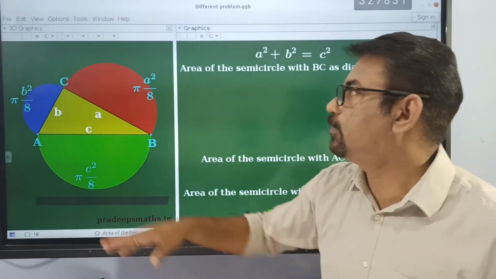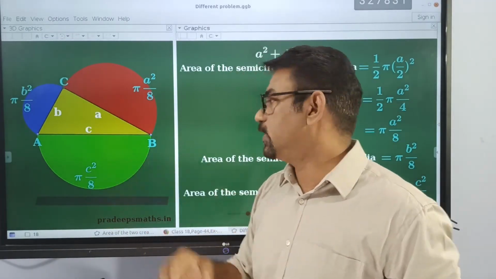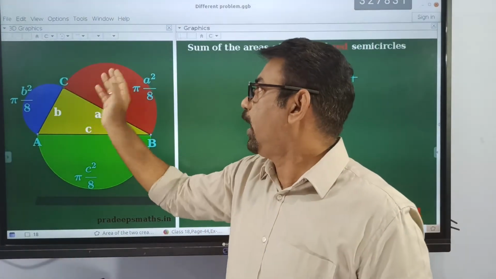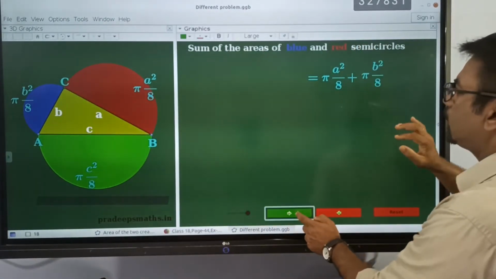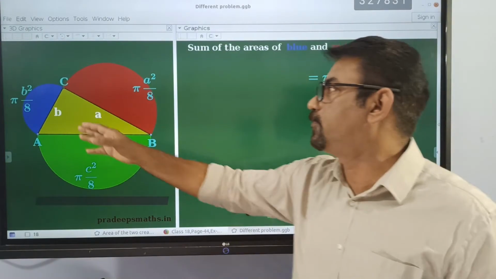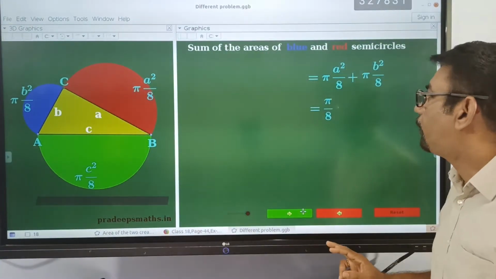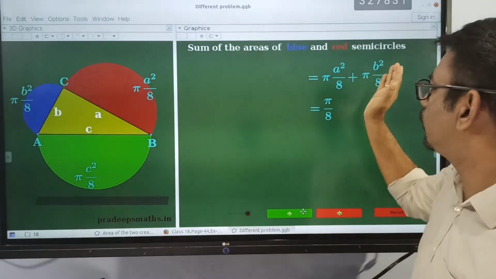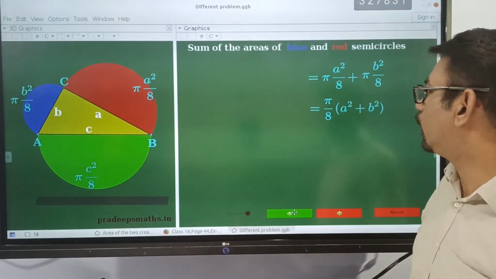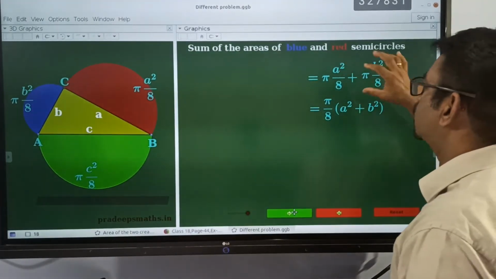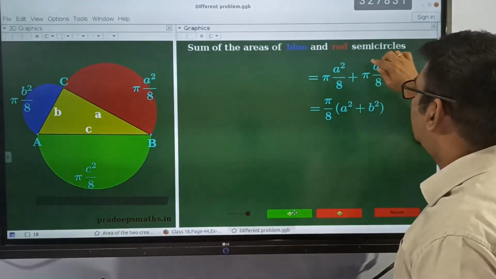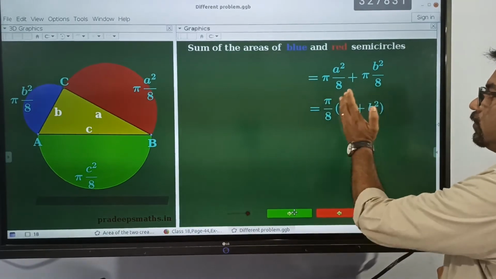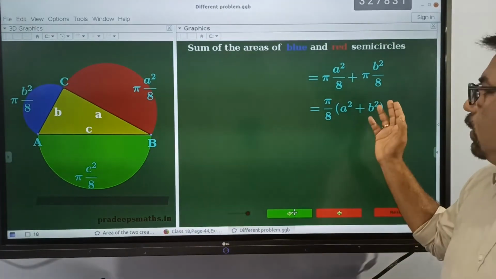Here, we have to show that the sum of these two is equal to pi into c square by 8. For that, the area of the sum of these two, this blue one and red one, is equal to pi into a square by 8 plus pi into b square by 8. We have to find the sum of these two areas. So, pi by 8 is a common factor in both of these terms. Therefore, we can take that common factor outside. Then, if we pull out this pi by 8 from both of these terms, what would remain? This a square, and the second term b square. Therefore, pi by 8 is taken out as a common factor, and a square plus b square would be inside the bracket.